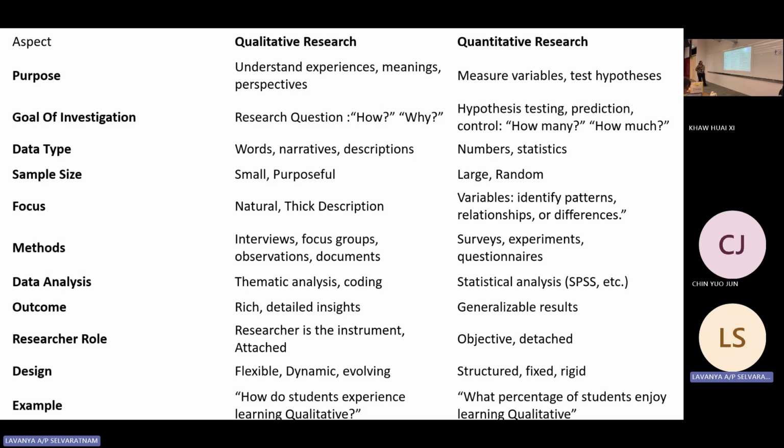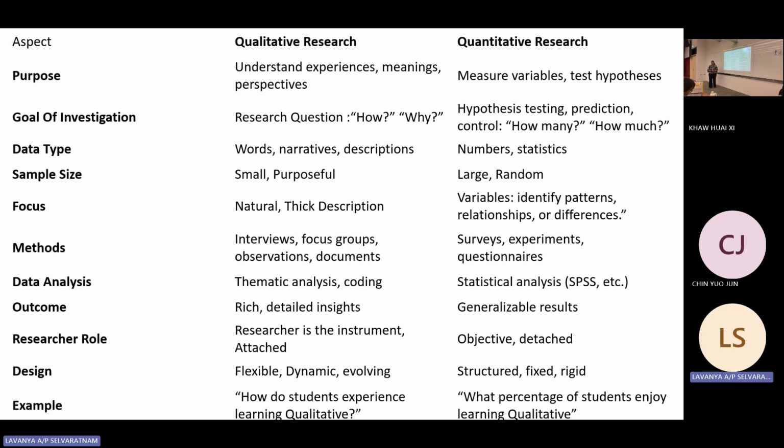Okay, so surveys and experiments, then data analysis. You're doing thematic analysis here, SPSS there, for the outcome. You want thick, rich, detailed insights. You cannot generalize the results.